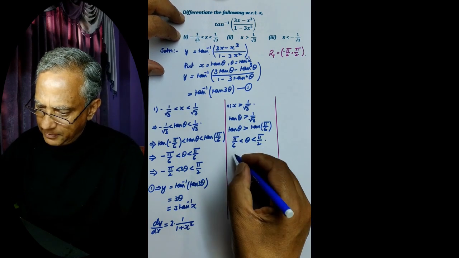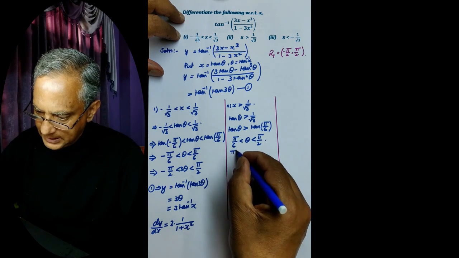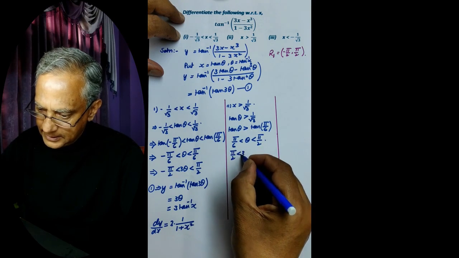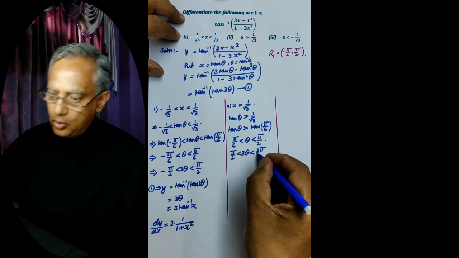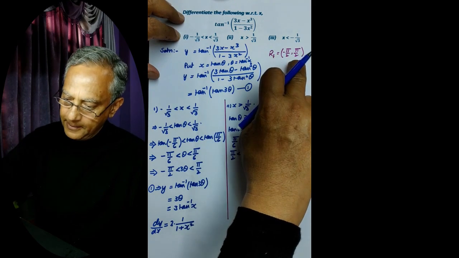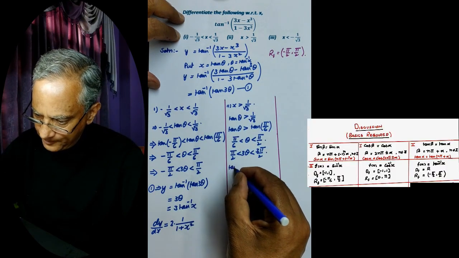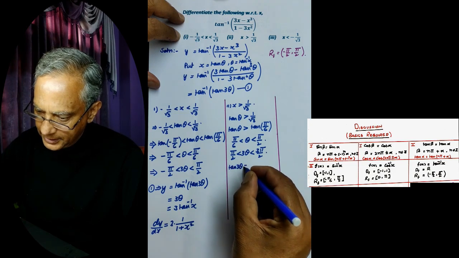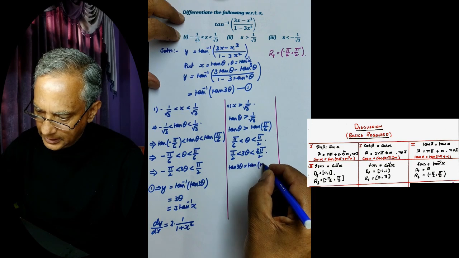Now multiply this by 3. We will have pi by 2 is less than 3 theta is less than 3 pi by 2. Now this does not belong to the range of the function. So we must write tangent of 3 theta is equal to tangent of n pi plus 3 theta.